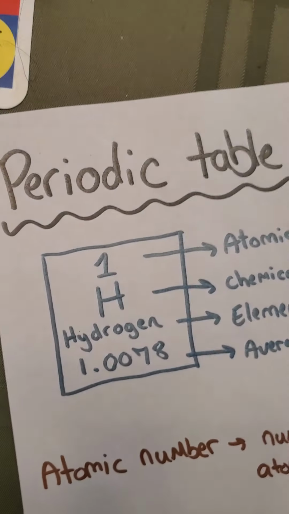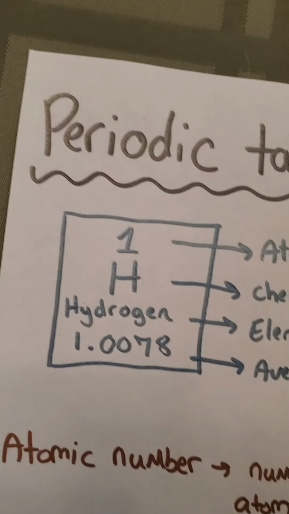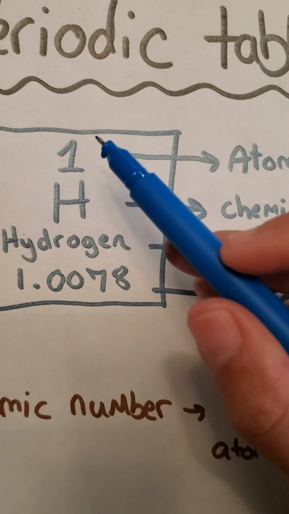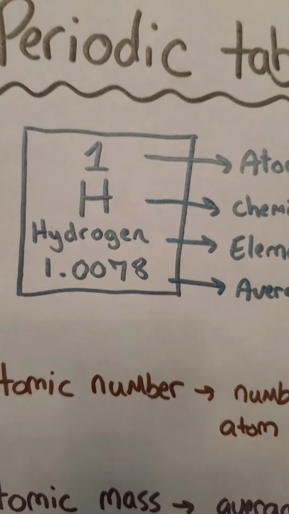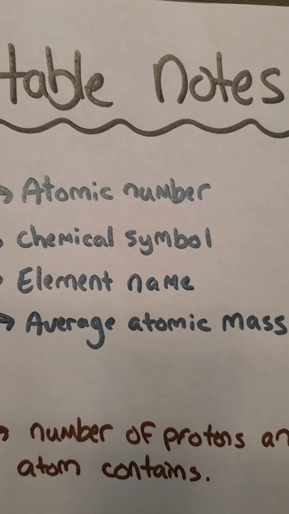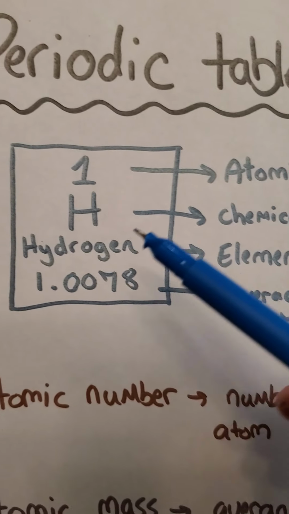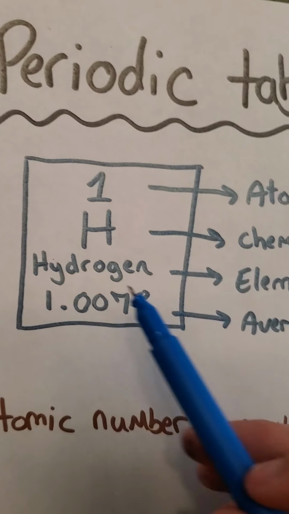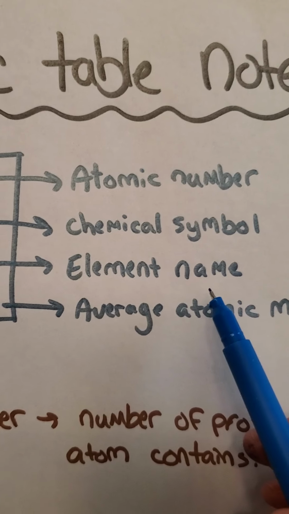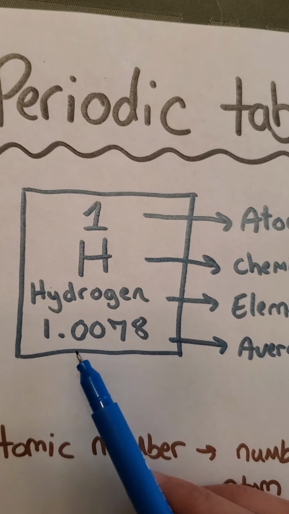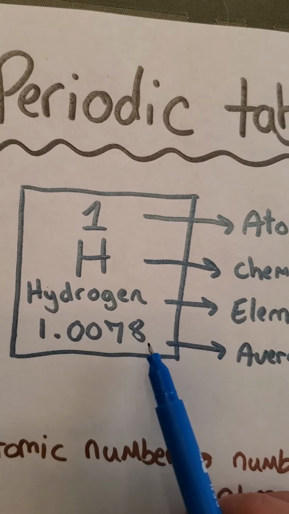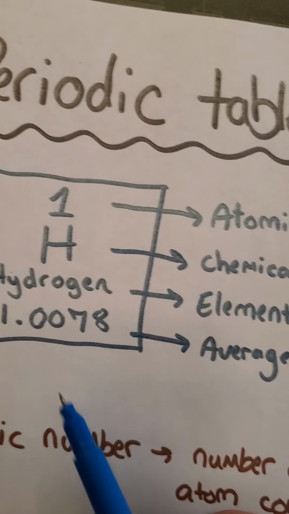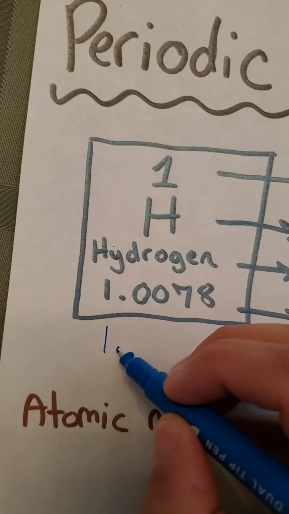Now, let's just break it down with some basic notes right here. Okay, so again, we have hydrogen. 1 stands for the atomic number. And we have H is the chemical symbol. Hydrogen is the element's name. And then we have 1.0078. Now, interestingly enough, you will see the mass of hydrogen written a couple different ways.